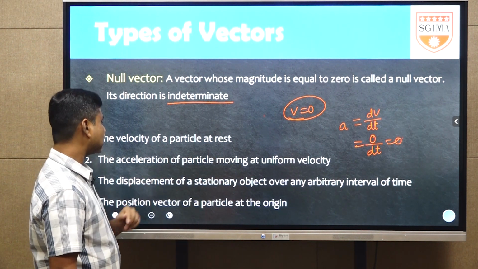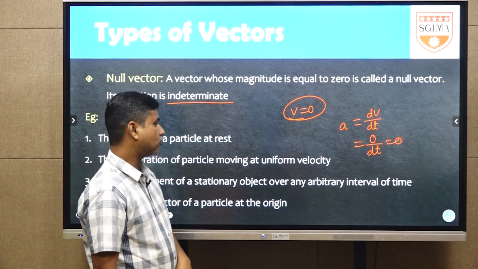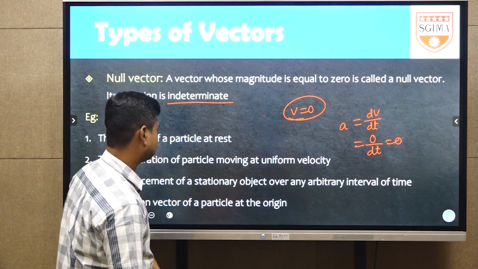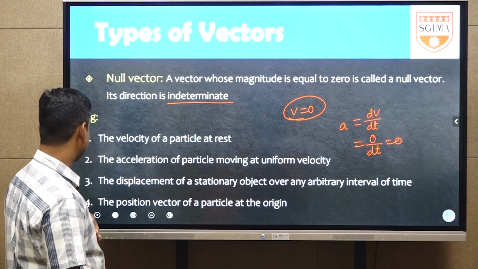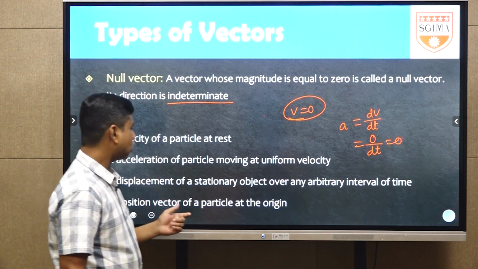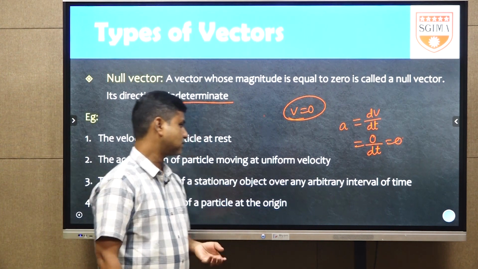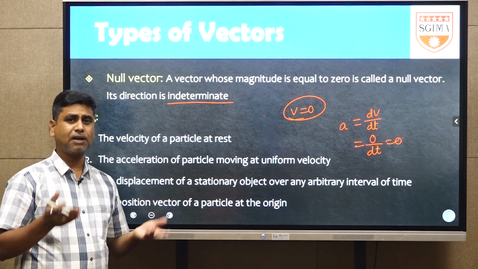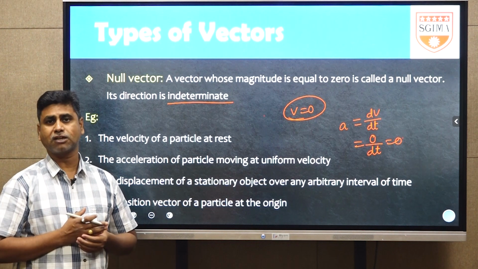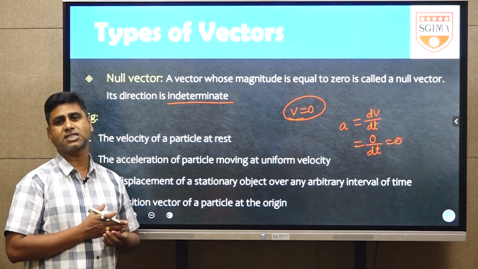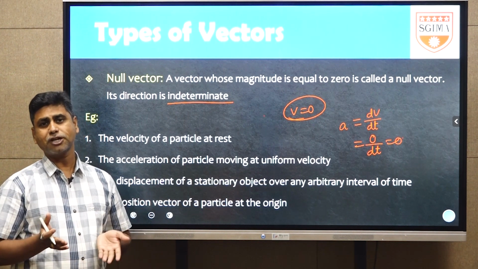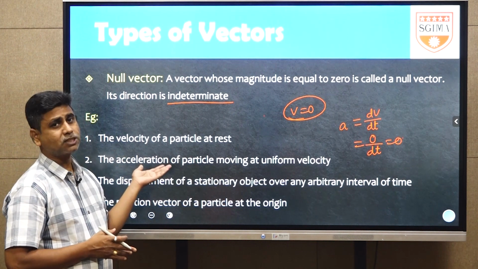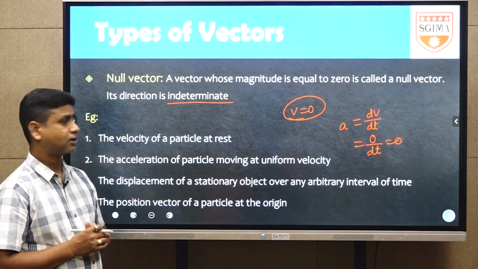Next, the displacement of a stationary object over any arbitrary interval of time. Any arbitrary interval of time, the displacement of a stationary object. Stationary object means it is not moving. Any time interval you take, displacement equals 0 only, because it is a stationary object. Displacement 0 means the displacement is called a null vector.